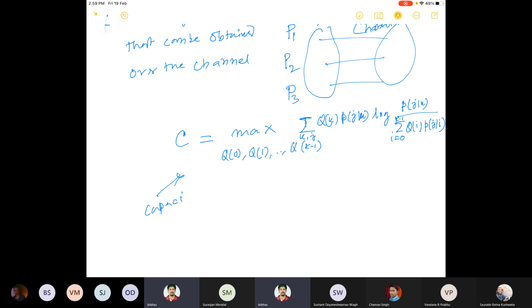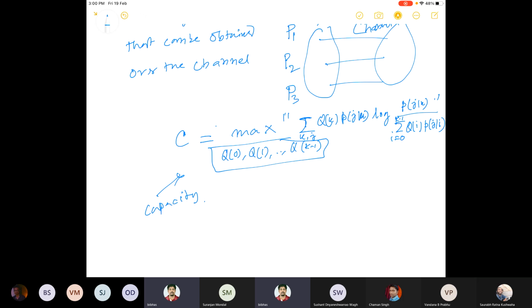When I'm saying this is varying over this, it means I have to optimize. So this is an optimization problem. If I want to find the capacity of a channel, a channel is given to you, which means two probabilities are given. One is the transition probabilities, and another is the input. Now suppose only the transition probability is given, that means the channel is defined. So now you have to maximize this quantity over all q.